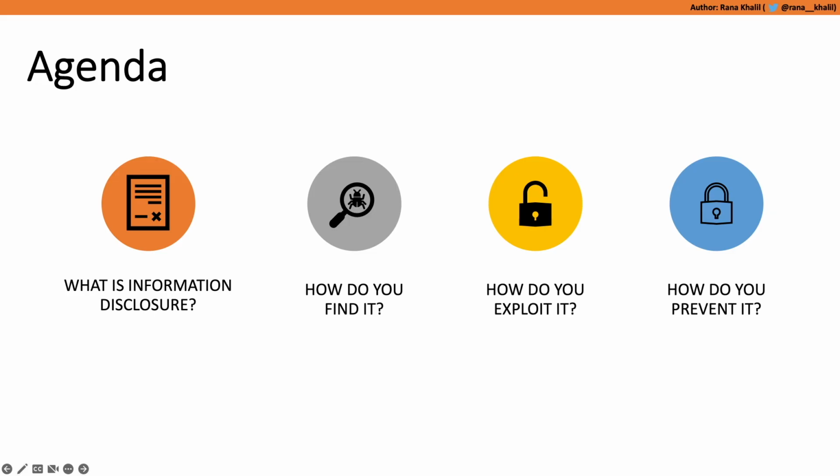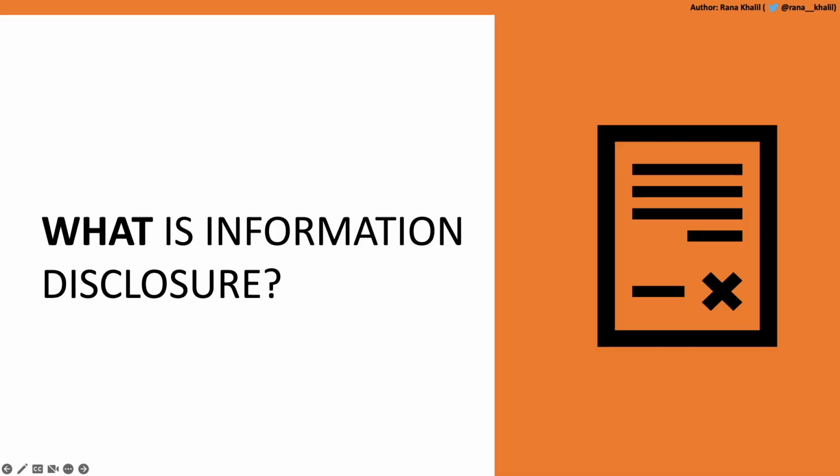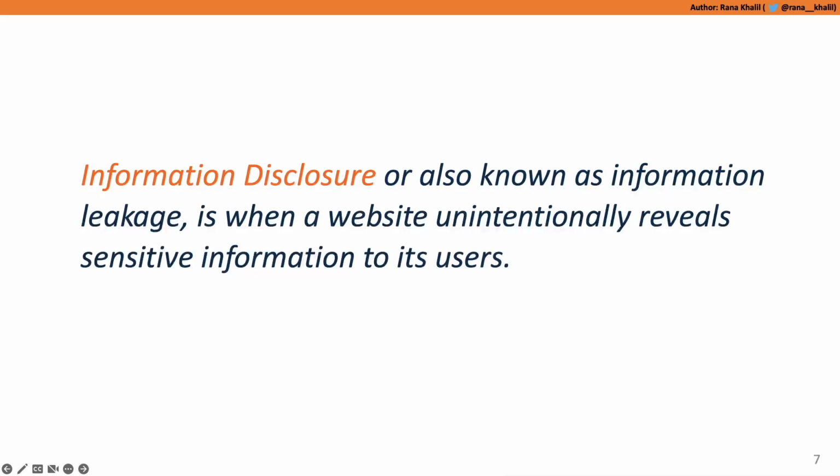mitigate information disclosure vulnerabilities. Alright, let's get started with the first section, which is what is information disclosure, and then what is an information disclosure vulnerability. Information disclosure, also known as information leakage, is when a website unintentionally reveals sensitive information to its users.